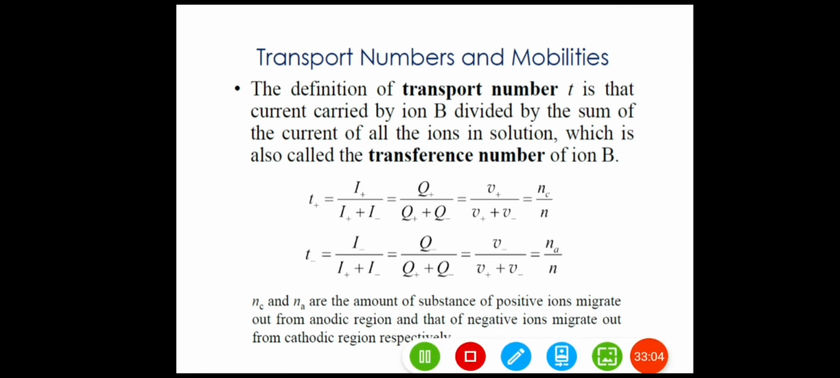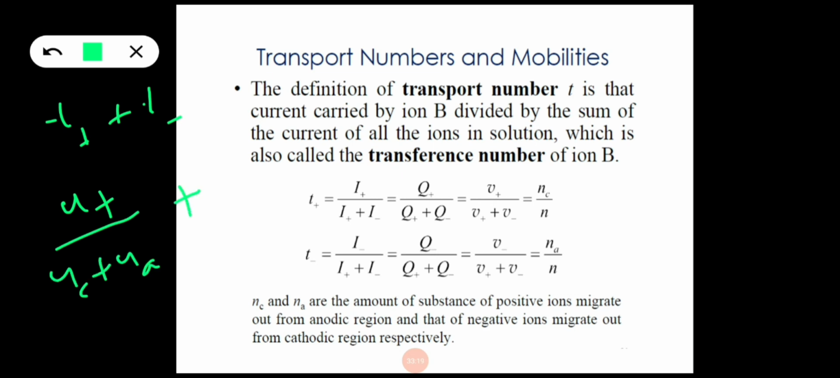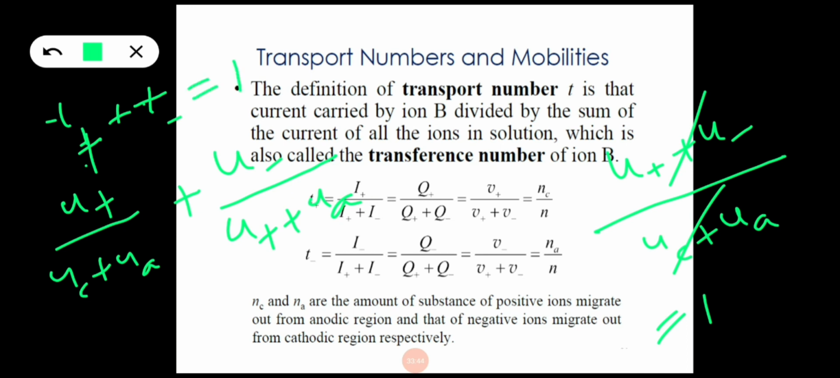Now let us see the value of transport number of cation plus anion. Transport number of cation plus transport number of anion equals speed of cation by speed of cation plus speed of anion, plus transport number of anion is given by speed of anion by speed of cation plus speed of anion. If you combine these two, the denominator is the same, so in the numerator you have to write speed of cation plus speed of anion. So both will be cancelled and it is equal to 1. So transport number of cation plus transport number of anion is always equal to 1.